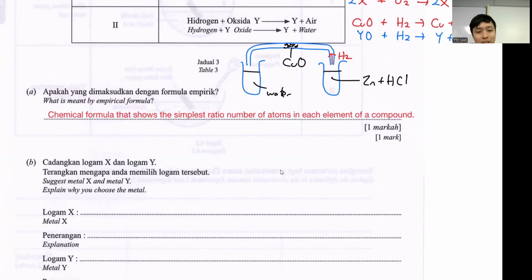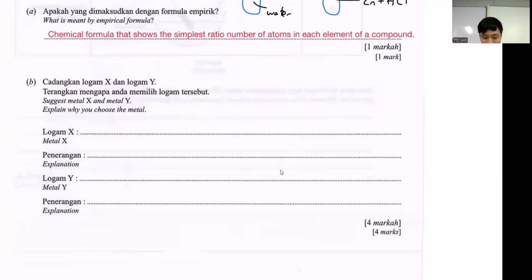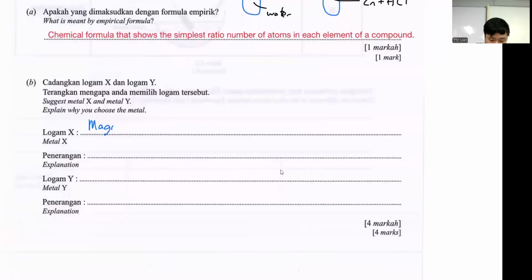Suggest metal X and metal Y. Explain why you choose the metal. So X, very simple: magnesium. They accept magnesium, they accept zinc, they accept aluminum. Why? Now, why can it not be copper? Why can it not be lead? Why can it not be lead plus O2? Why can it not be copper plus O2? What's the problem? You can say.